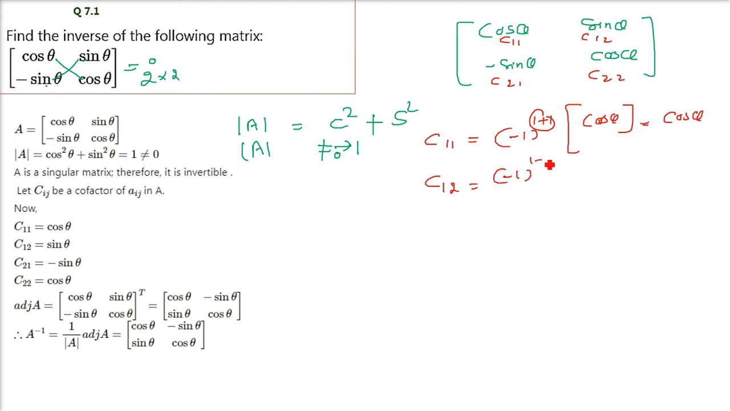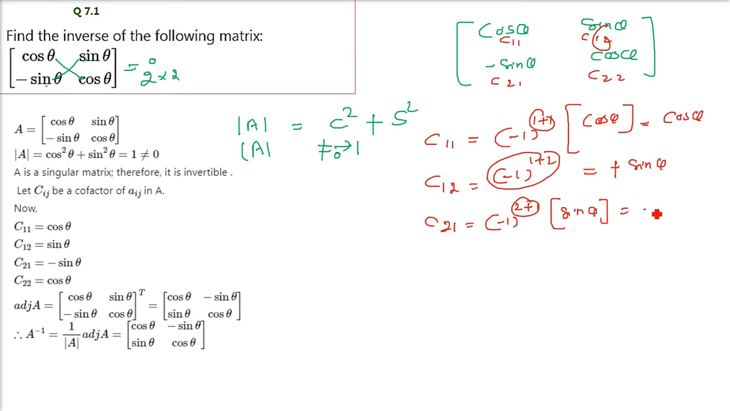It will be minus 1 to the power 1 plus 2, and then we leave the row and column, and we only get negative sine theta. So this is minus 1 to the power 3, that is going to be negative, and negative times negative becomes positive, so sine theta. C21 is minus 1 to the power 2 plus 1, and we leave the row and column where it intersects, only sine theta will remain. Now, negative 1 to the power 2 plus 1 will be negative, so it will be minus sine theta. Now we are doing C22. We leave this row and column, you just get cos theta. Minus 1 to the power 2 plus 2 is plus 1 only, so I'm not writing it.